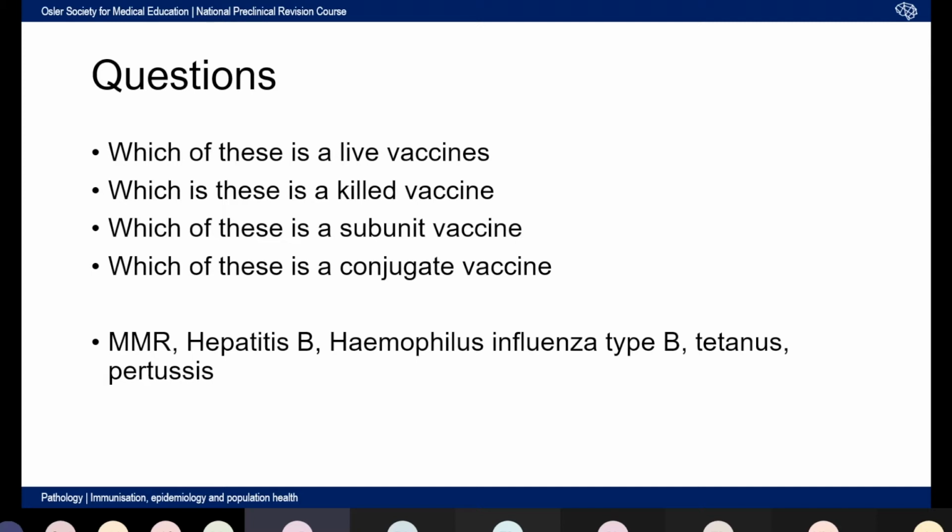Which of these is a conjugate vaccine? So that's the Haemophilus influenzae type B. I did leave one extra answer, the tetanus one. Does anyone know what kind of vaccine the tetanus one is? It's alright if not, we're going to go through that today. Yes, I'm seeing the right answer. It's a toxoid vaccine. They take tetanus toxin, inactivate it, and inject a version of that. Absolutely.